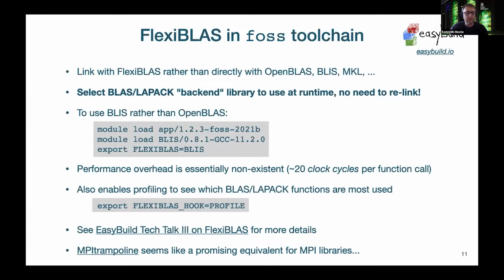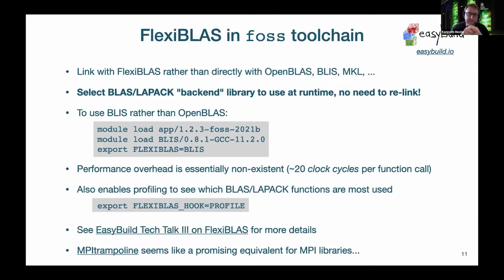So in the example, we're loading an application that is linking with FlexiBLAS, and rather than using the default OpenBLAS backend, we can tell FlexiBLAS to use BLIS instead. And we don't have to rebuild or relink the application at all. FlexiBLAS is making sure that in the background, it's actually using BLIS rather than OpenBLAS. So that gives you a lot of flexibility. You can play around with your application with different BLAS libraries. You can have a software stack where for some applications you use OpenBLAS, for others you use BLIS if there's a good reason to do that, and so on.